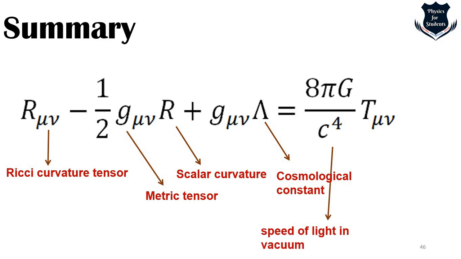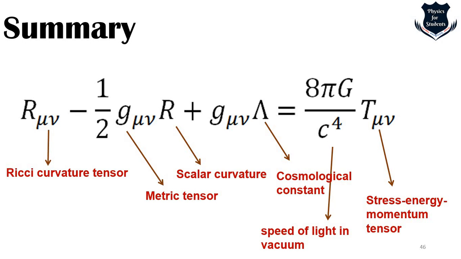This is the speed of light in vacuum, c⁴. Why this c⁴? In order to maintain the four dimensions; we are not going into details. And this is the stress-energy-momentum tensor, which describes matter movement across space. We are done with this.